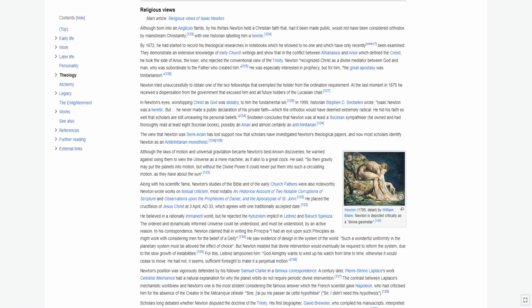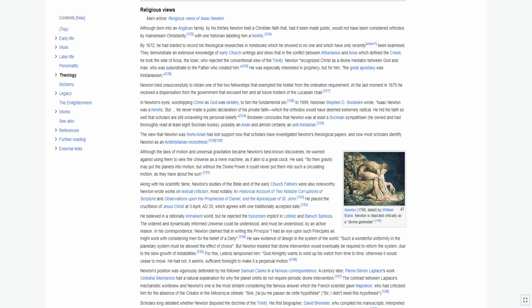He saw evidence of design in the system of the world: "Such a wonderful uniformity in the planetary system must be allowed the effect of choice." But Newton insisted that divine intervention would eventually be required to reform the system, due to the slow growth of instabilities. For this, Leibniz lampooned him: "God Almighty wants to wind up his watch from time to time, otherwise it would cease to move. He had not, it seems, sufficient foresight to make it a perpetual motion."